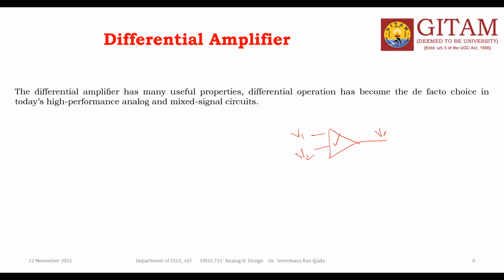Got the point? So far we studied the single-ended amplifier. What is the drawback with the single-ended amplifier? That means if you have a single output, one output terminal, we have some problem. That problem we will discuss here. So that is why we are going to the differential amplifier. Now let us look at how the differential amplifier looks.